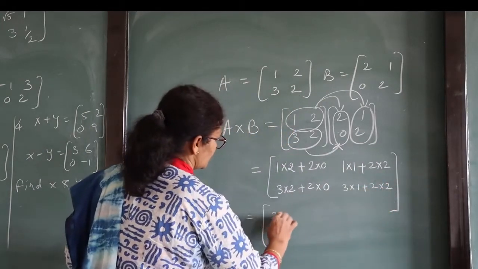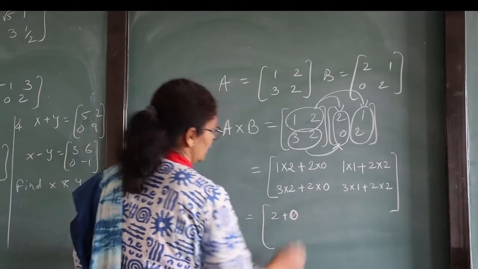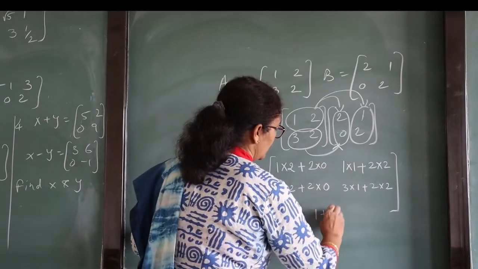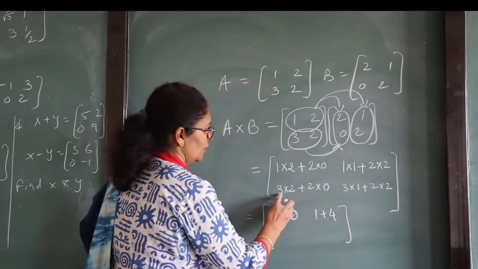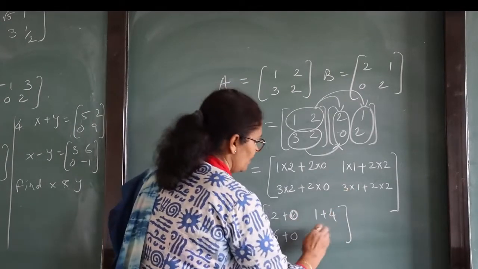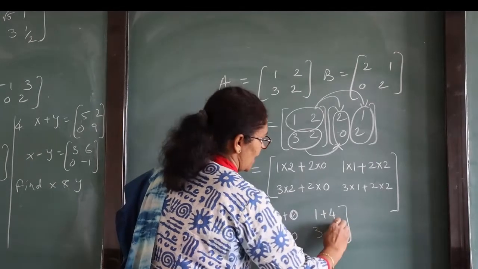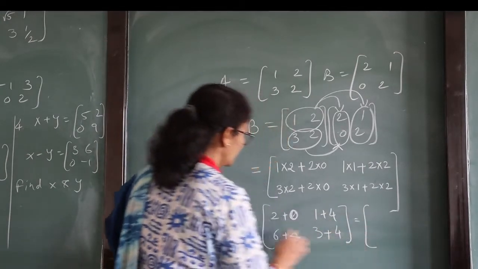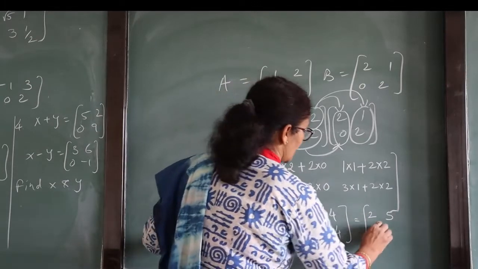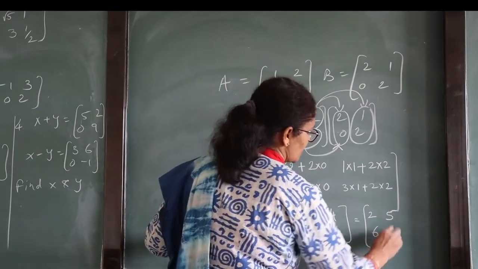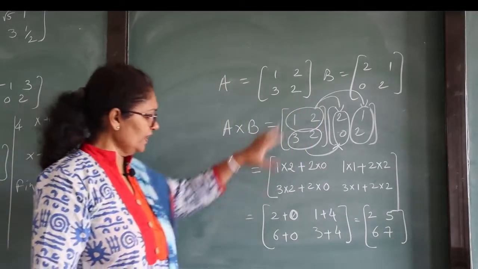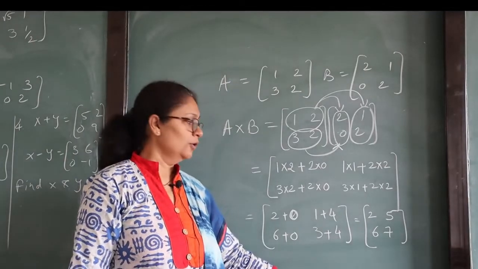Now you know addition, subtraction, multiplication, everything. 2 ones are 2 plus 2 into 0. Here 1 ones are 1 plus 2 twos are 4. 3 twos are 6 plus 2 into 0, 0. 3 ones are 3 plus 2 twos are 4. So let's solve it. 2 plus 0 is 2, 4 plus 1 is 5, 6 plus 0 is 6 and 3 plus 4 is 7. So now this is the multiplication of two matrices.